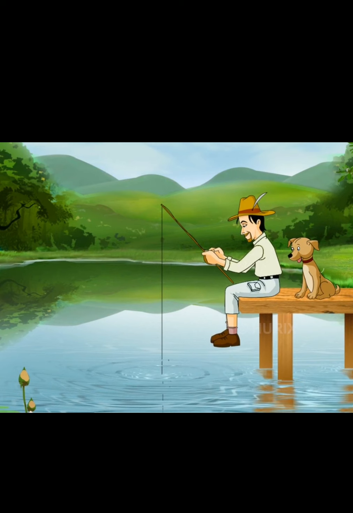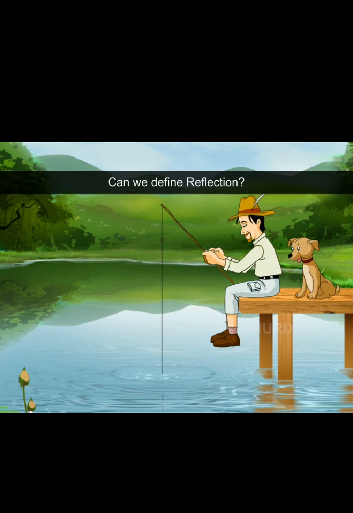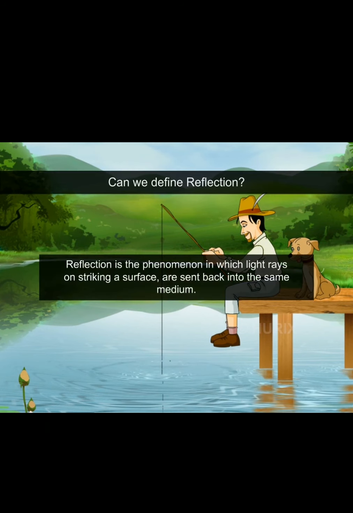So now, can we define what reflection is? Reflection is the phenomenon in which light rays, on striking a surface, are sent back into the same medium. Remember the ball being sent back after hitting the wall. Much the same here.